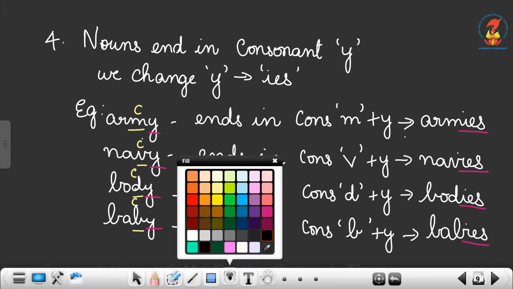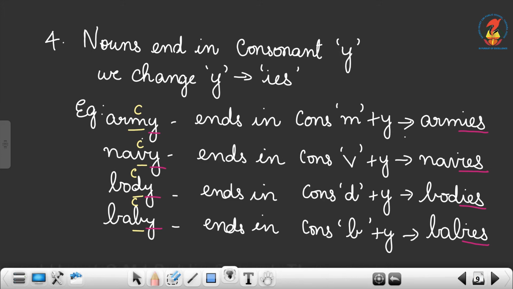Is that clear, children? Now look at the word navy. Here it ends with VY. V is a, yes, consonant. So V is a consonant and it ends with Y. If it ends with a consonant and Y, then we have to make it plural by cutting that Y and adding IES. So navy is singular, whereas navies is the plural. We change it into plural by cutting Y and adding IES.